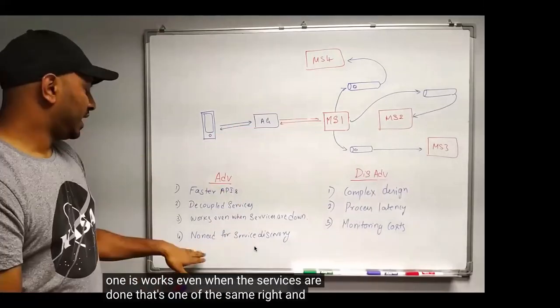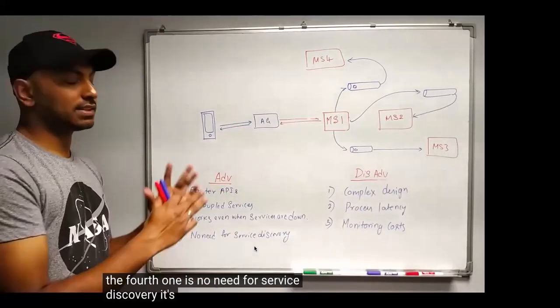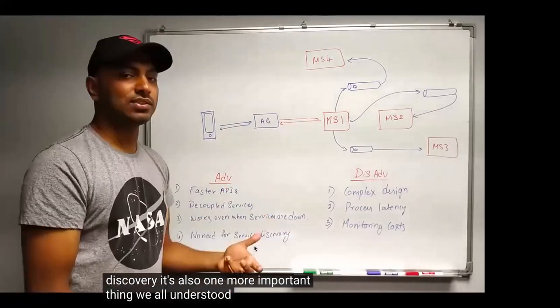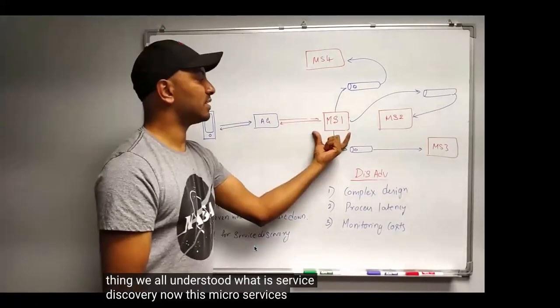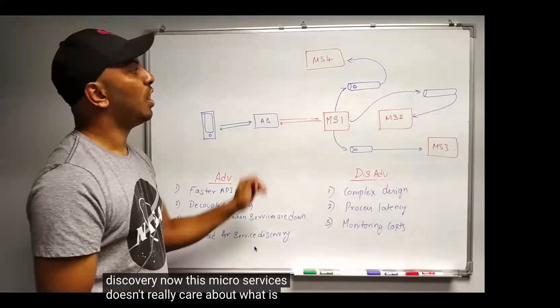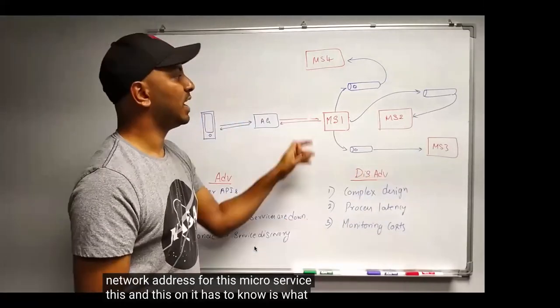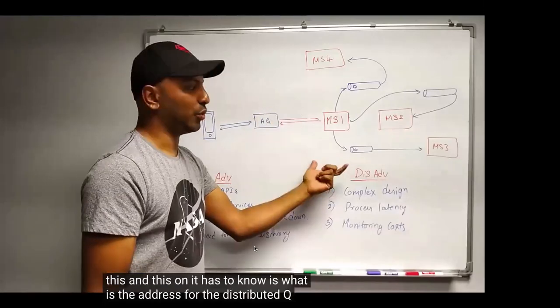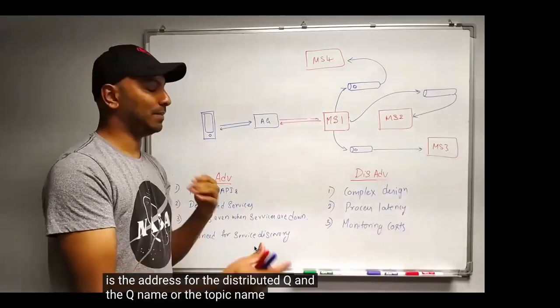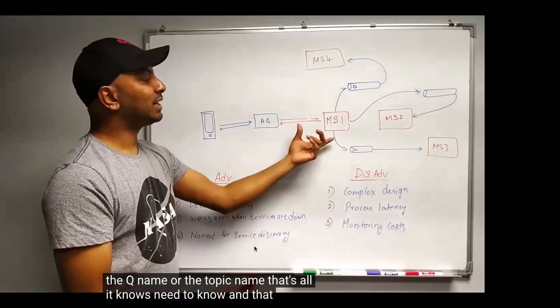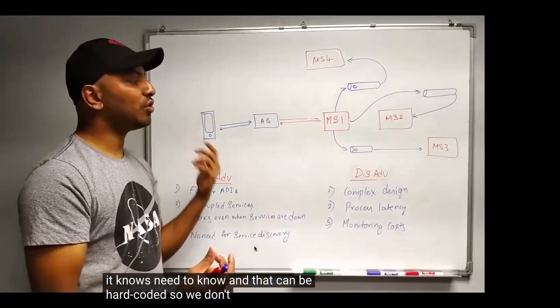And the fourth one is no need for service discovery. It's also one more important thing. We all understood what service discovery is. Now, this microservice doesn't really care about the network address for this microservice, this and this. All it has to know is the address for the distributed queue and the queue name or the topic name. That's all it needs to know. And that can be hard-coded. So we don't really need service discoverability here.